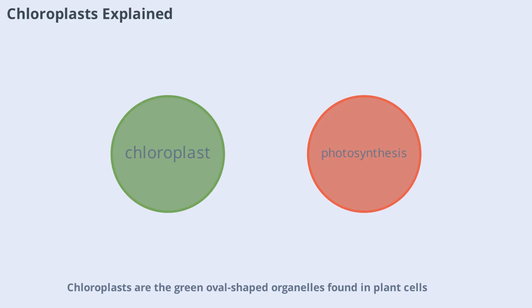Chloroplasts are the green, oval-shaped organelles found in plant cells. They contain chlorophyll, the pigment that gives plants their green color and absorbs light energy for photosynthesis. Inside the chloroplast, a complex network of membranes and enzymes work together to convert light into usable energy. Without chloroplasts, plants wouldn't be able to produce the food and oxygen that sustain life on our planet.